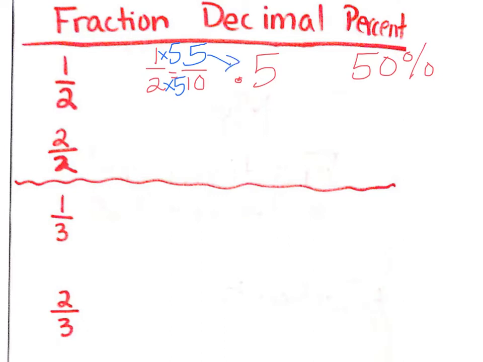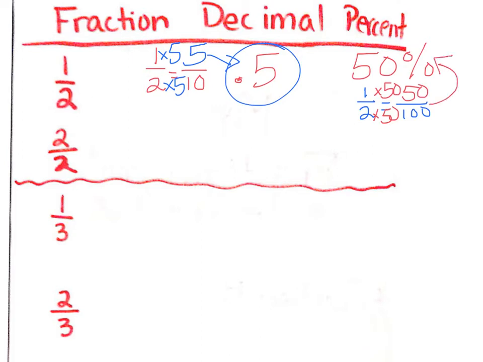Well, this is how you write 5/10. And then 50% is 50 out of 100. So again, if I made that equivalent fraction out of 100, I would have to multiply times 50 and times 50 to get 50 out of 100. So that's where 50% comes from.